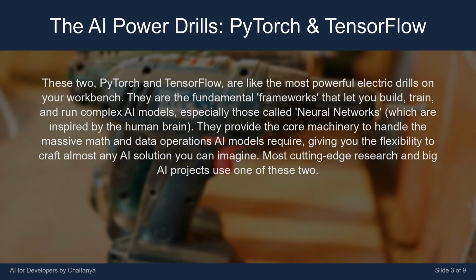These two, PyTorch and TensorFlow, are like the most powerful electric drills on your workbench. They are the fundamental frameworks that let you build, train, and run complex AI models, especially those called neural networks, which are inspired by the human brain. They provide the core machinery to handle the massive math and data operations AI models require, giving you the flexibility to craft almost any AI solution you can imagine. Most cutting-edge research and big AI projects use one of these two.